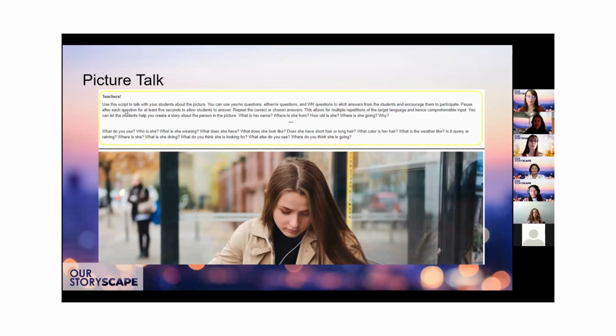And then we give you a script of all of the questions that you can ask to get your students talking about that picture. This is a great way to take a look at the target culture. It's a great way to get them looking at vocabulary, giving opinions, and using that vocab over and over again to get lots of repetitions.